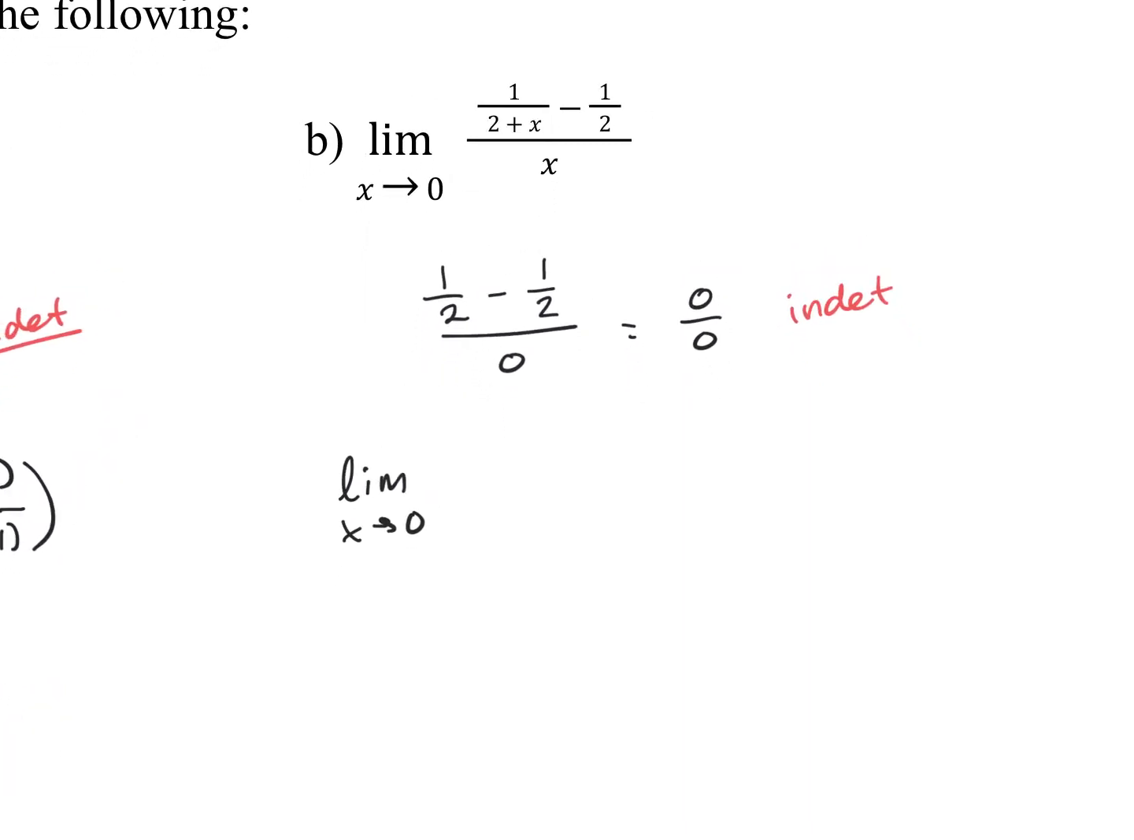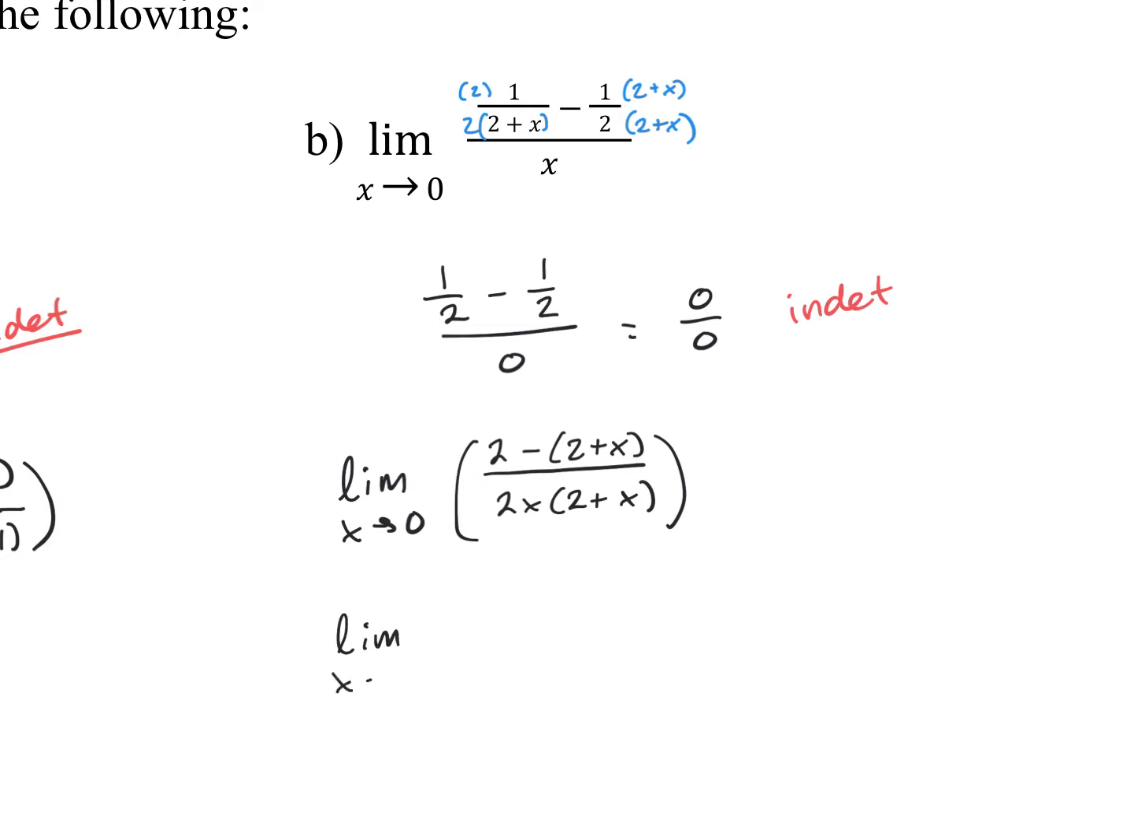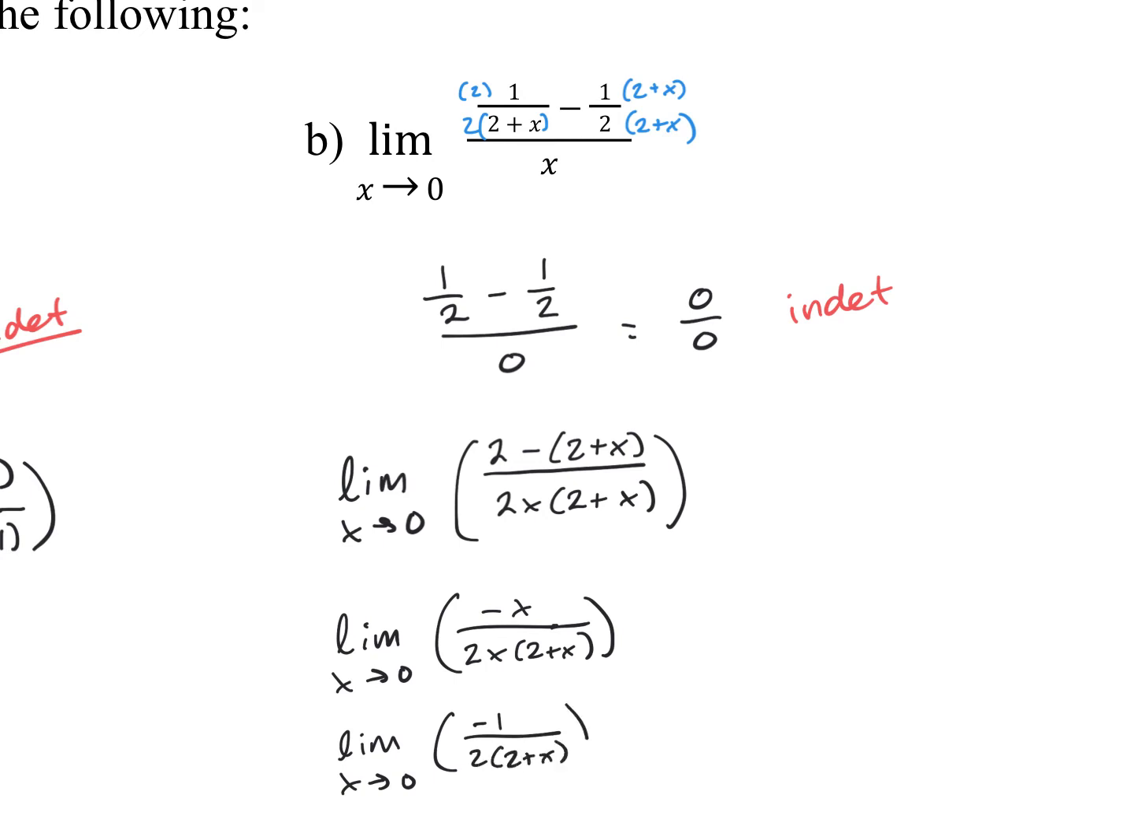So we're going to want to create a common denominator here. So I'm going to multiply this by 2 over 2, and I'm going to multiply this by 2 plus x over 2 plus x. And that gives us the limit of 2 minus 2 plus x over 2x times 2 plus x. So this is the denominator of our numerator, and this will jump right to the denominator as well. So if we continue simplifying, we get negative x over 2x times 2 plus x. And so we have the limit as x approaches 0 of negative 1 over 2 times 2 plus x. So we've simplified our function.